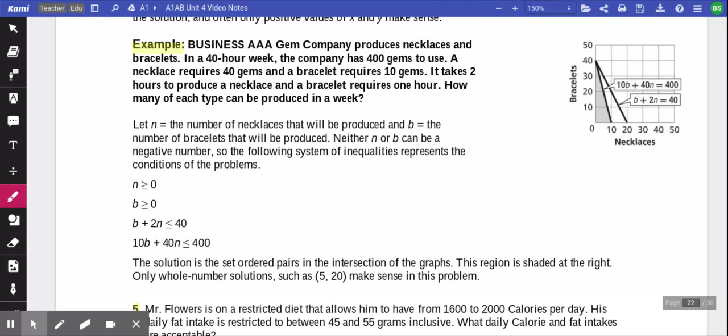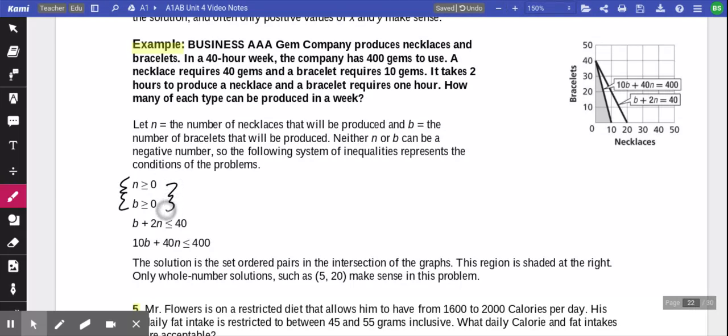It takes 2 hours to produce a necklace and a bracelet requires 1 hour. How many of each can be produced in a week? And so we need to create 2 equations. Just real quick, the first piece here says N is the number of necklaces, P is the number of bracelets. That first piece just signifies that the number of necklaces has to be greater than or equal to 0.